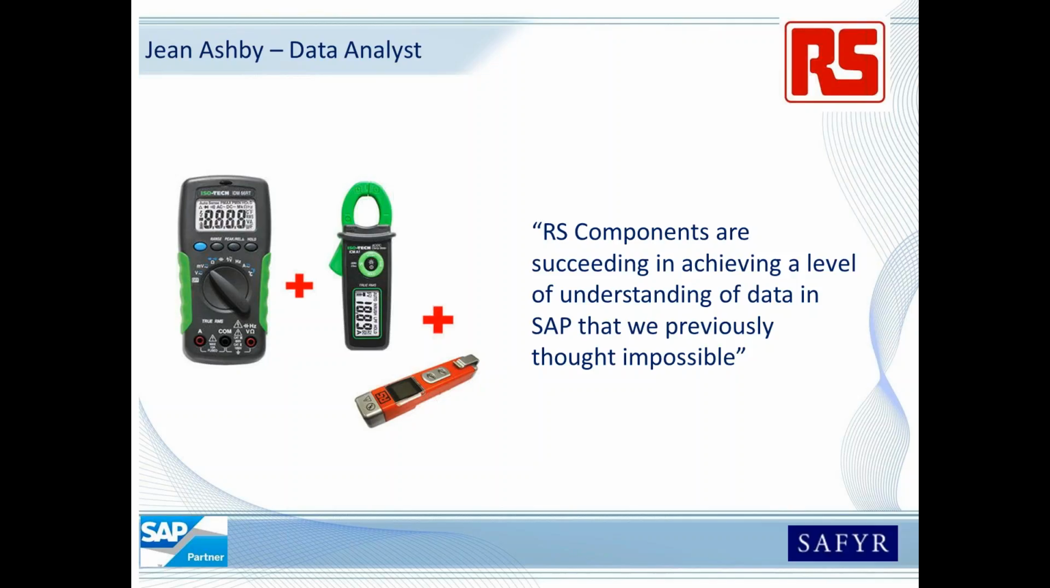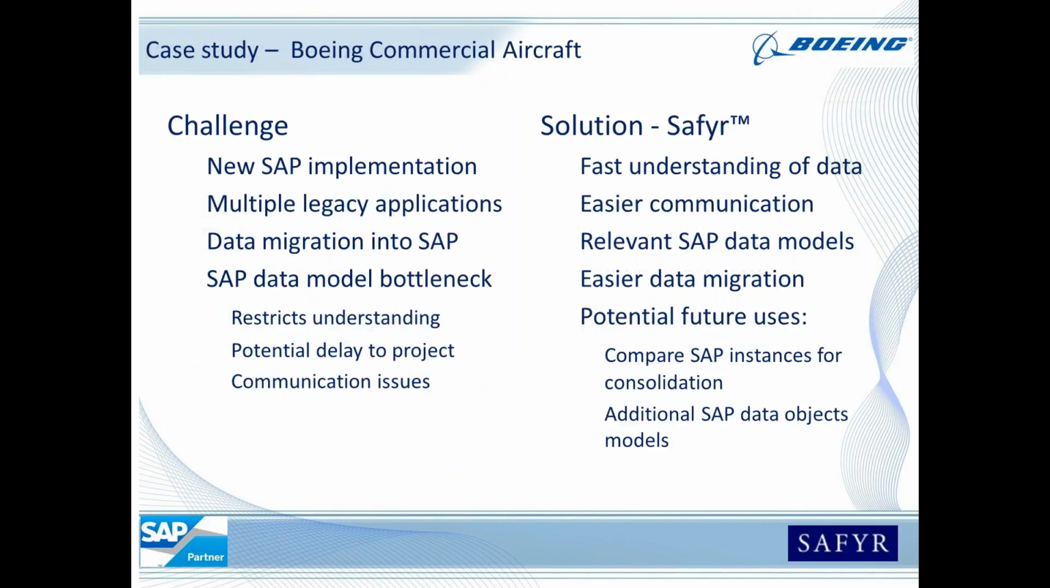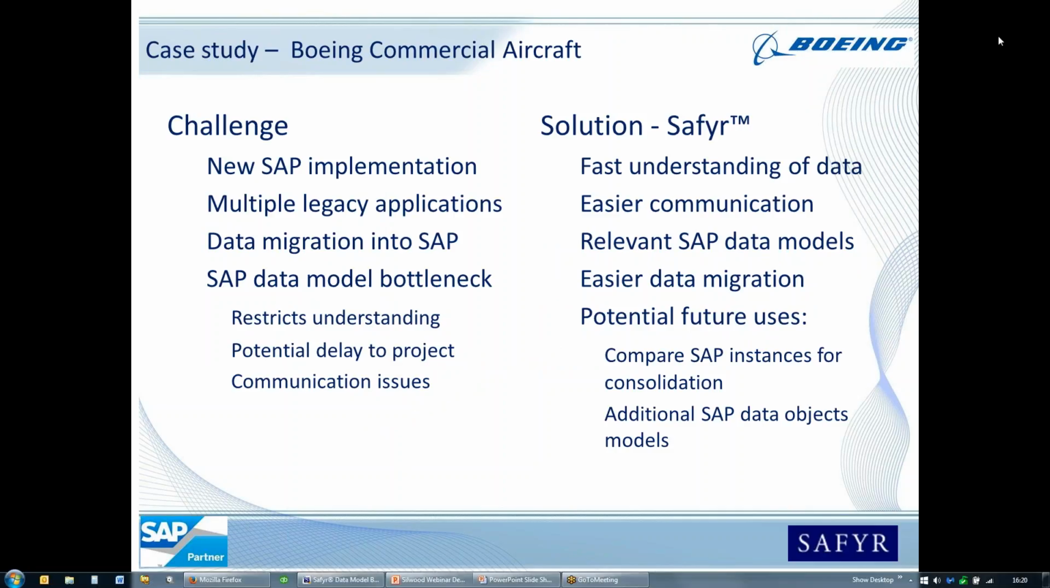So I'm conscious of time now, so I just want to go very quickly into the Boeing story. So Boeing are a slightly different way of using Safyr. They're currently implementing SAP. They have about 120 legacy applications. And so Boeing decided that they wanted to be responsible for the data migration into SAP, and the challenge they had was understanding not where is the data, but where to put it, in very simplistic terms. And that was restricting the lack of understanding of that model.